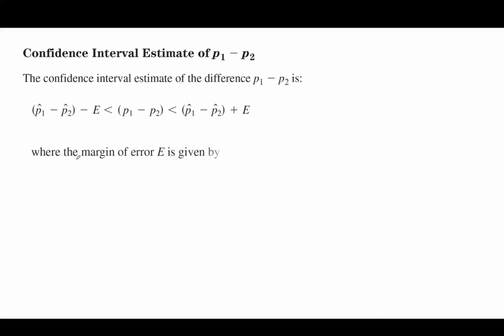To calculate the margin of error, or E, we're going to follow the formula E equals the critical value Z multiplied by the square root of P1 hat Q1 hat over N1 plus P2 hat Q2 hat divided by N2. Let's take a look at a few examples.